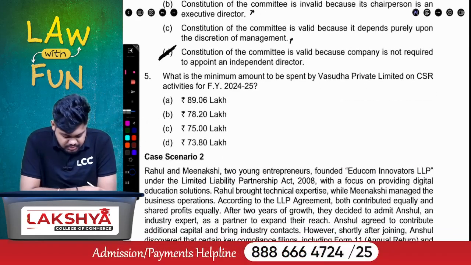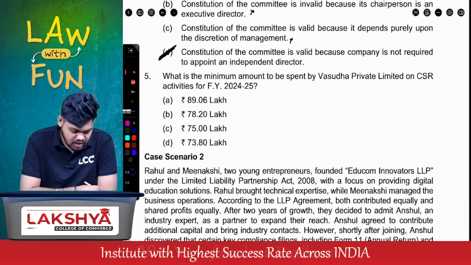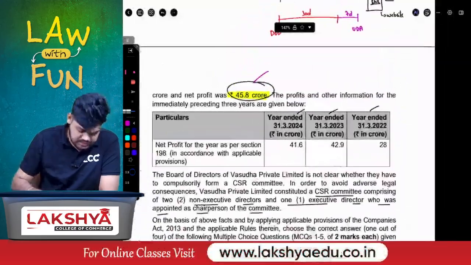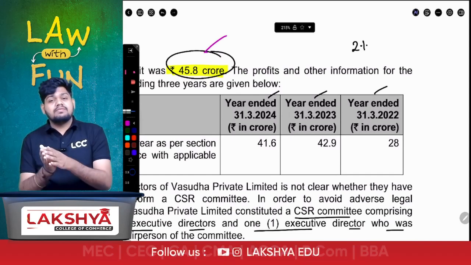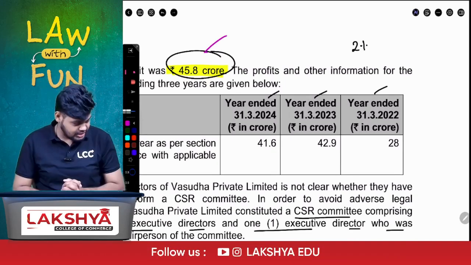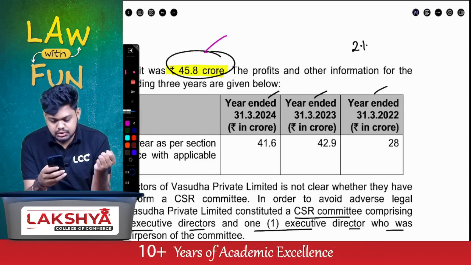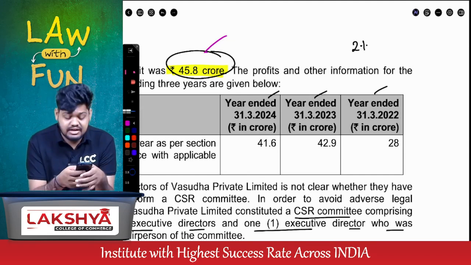Last question. What is the minimum amount to be spent by Vasudha Private Limited on CSR activities for the financial year 24-25? If you remember, the amount to be spent for CSR activities is 2% of the average net profits of the immediately preceding 3 financial years. I don't have my calculator here, so let's calculate, guys. You pause the video if you don't have your calculator, bring your calculator and start calculating with me.